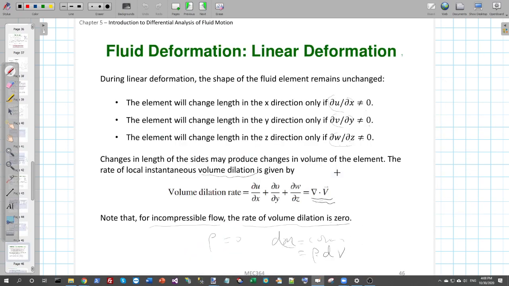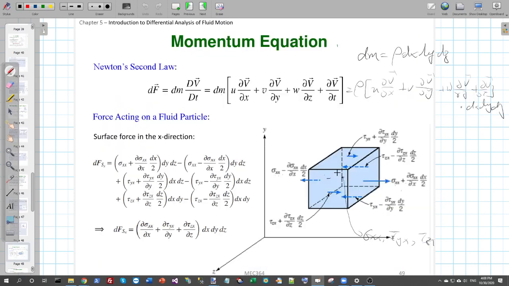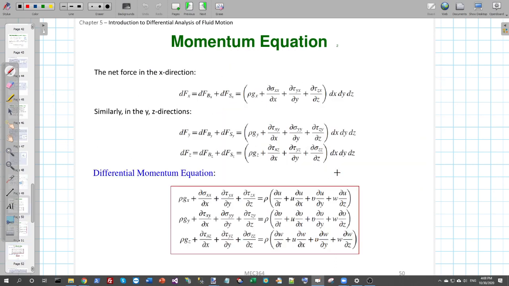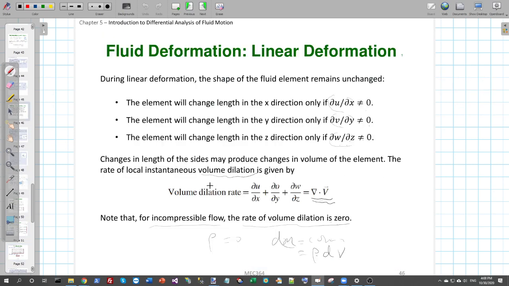Then we can define a new parameter called the volume dilation rate: partial u partial x plus partial v partial y plus partial w partial z. You add all these three together. Using vector operators, this is just the divergence of the velocity vector, which means using the nabla operator to do a scalar product with the velocity field vector V. This gives you the rate of change of the volume of this fluid particle, so it is called the volume dilation rate.